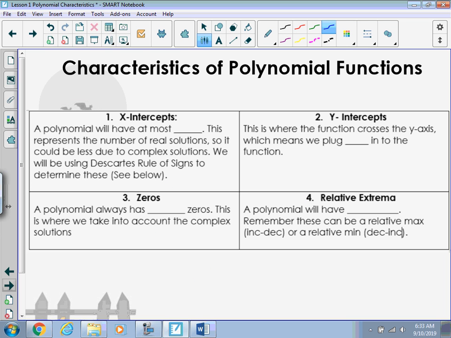Some other important characteristics that we're going to need to know are the x-intercepts. They're going to have at most n number of intercepts. Now I say at most because x-intercepts are your real solutions. These are real numbers versus complex numbers. If we're talking about zeros, then we're talking about having n amount of zeros, and this is always going to be true because it's including the complex numbers. So the x-intercepts are just your real numbers.